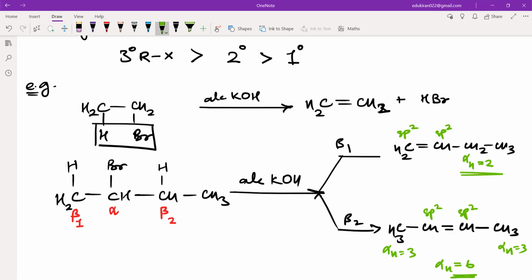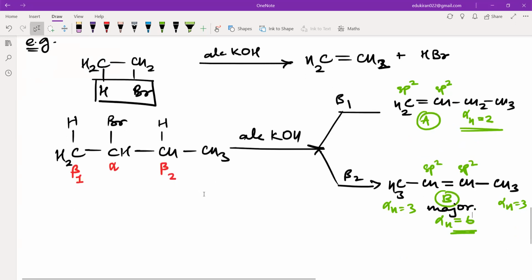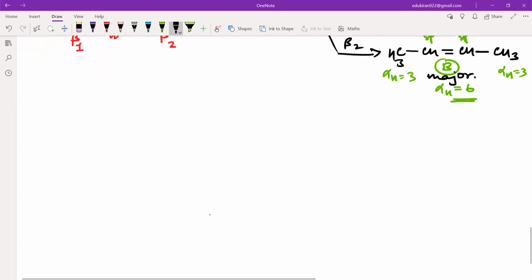So in this case, which will be A or B? Since B is most stable, B will be the major product. Why? Because this is more stable due to more number of alpha hydrogens and hence more hyperconjugating structures. All of you got this? Okay. I will write a statement now.